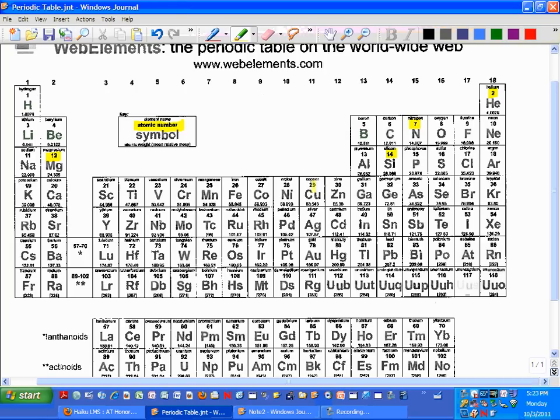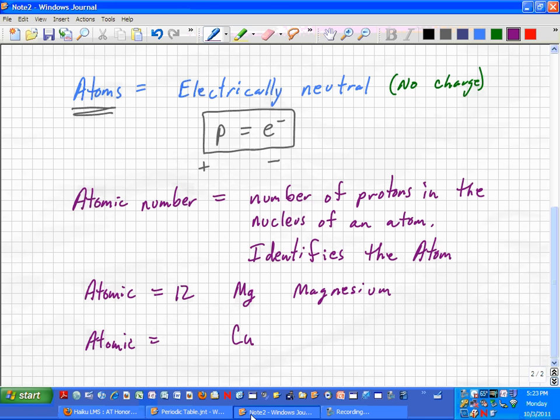And right here, copper, 29 is the atomic number, so that's the number of protons. Number of protons is equal to 29. If this is an atom of copper with no charge, that means it also has 29 electrons. Again, this is only true if we have an atom. We'll talk about when it's not true in a couple of minutes here.